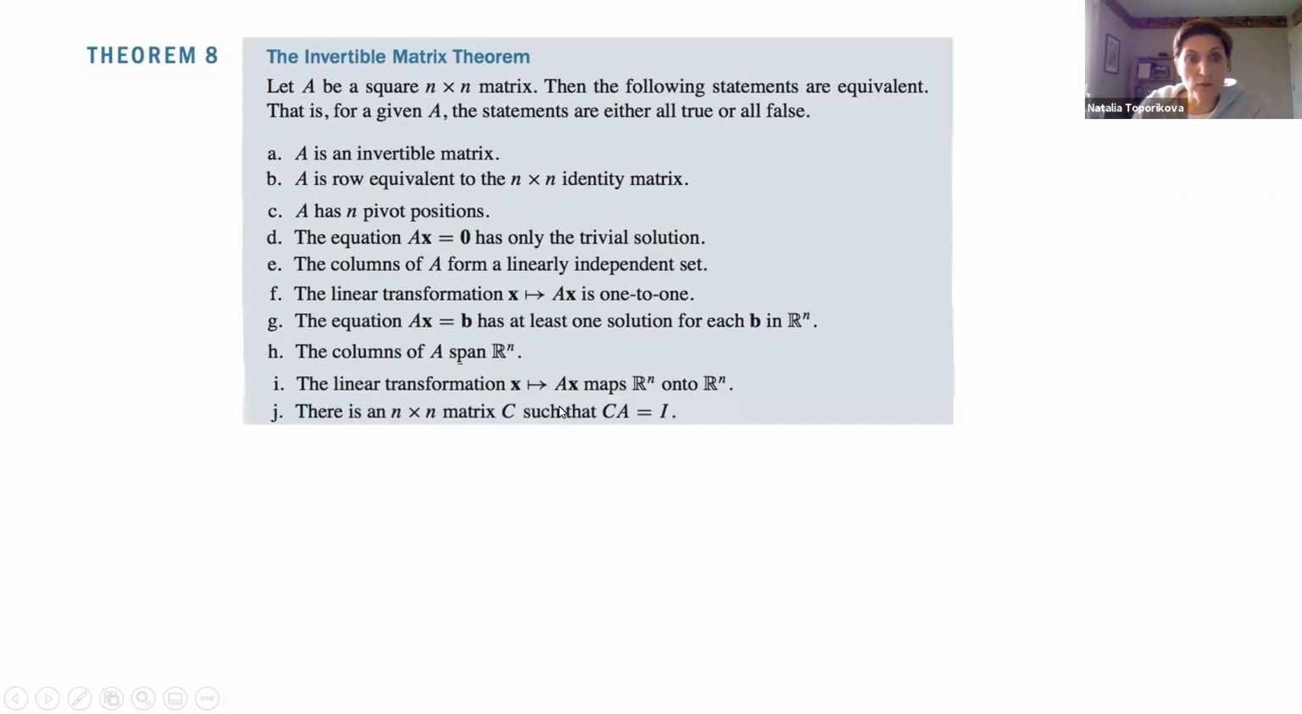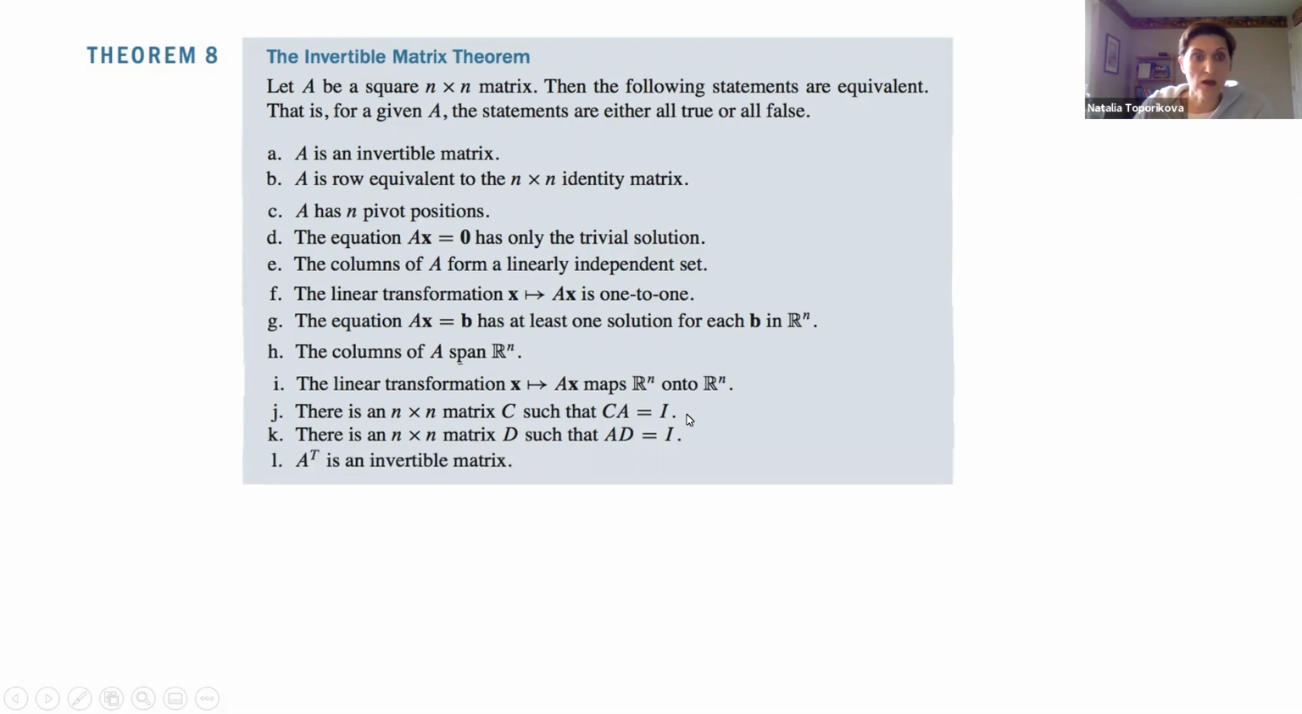Also, there should be a matrix C such that matrix C multiplied by our matrix A will give us an identity matrix. You probably recognize it as just the basic definition of an invertible matrix. But we know for an invertible matrix that we can switch the matrices in the multiplication and we still get an identity matrix. So we can say there is an n by n matrix D such that matrix A multiplied by D still gives us an identity matrix.